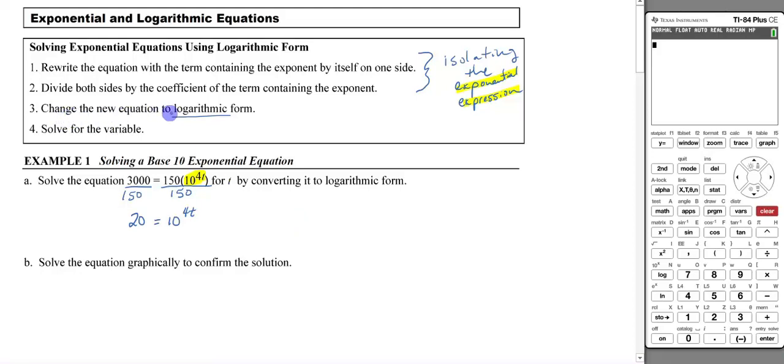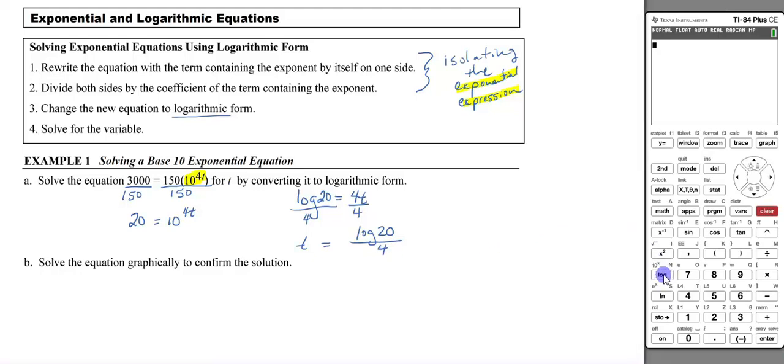So now we're at the point where we can change to logarithmic form as stated in the directions here. So we'll use log. The base is 10. Remember, a log is an exponent, so your exponent here is going to be set equal to the log, and the argument of the log is 20. To completely isolate t, we divide both sides by 4, so we get log of 20 divided by 4.